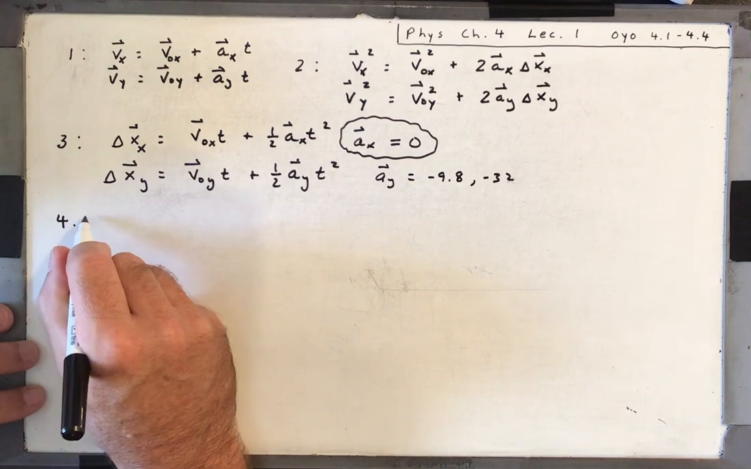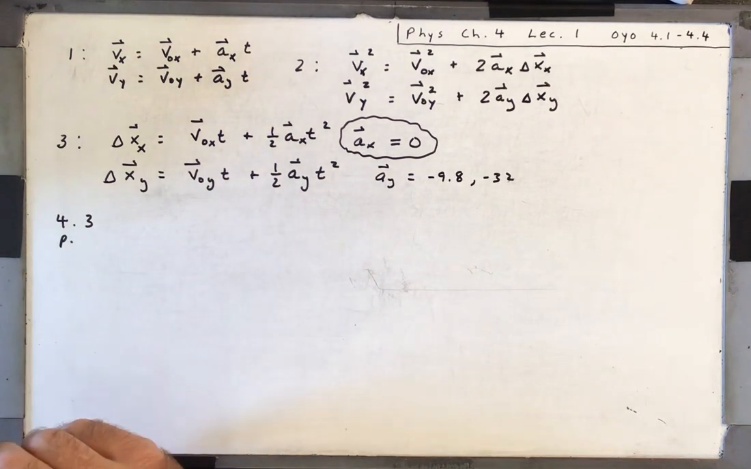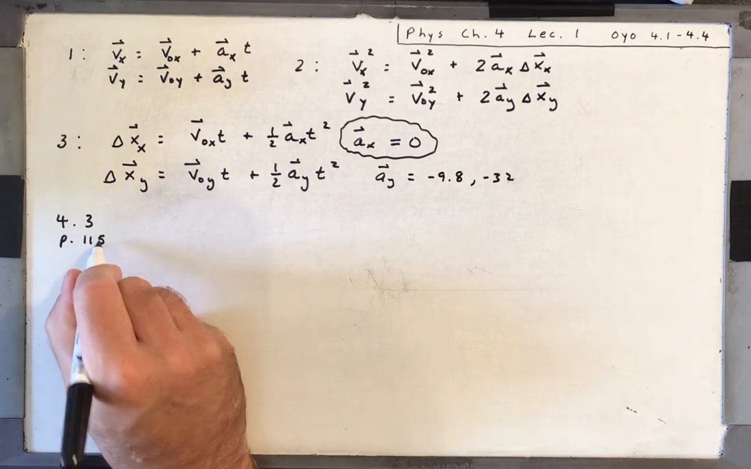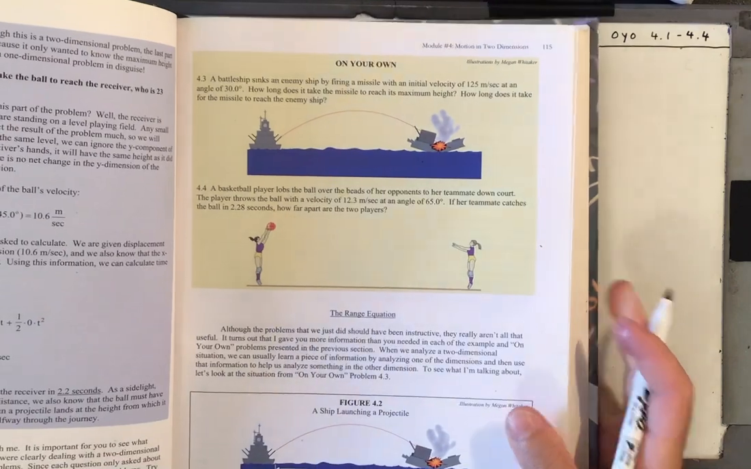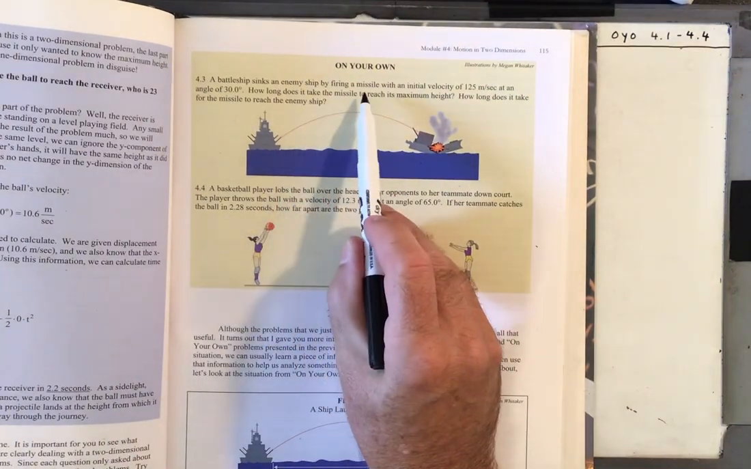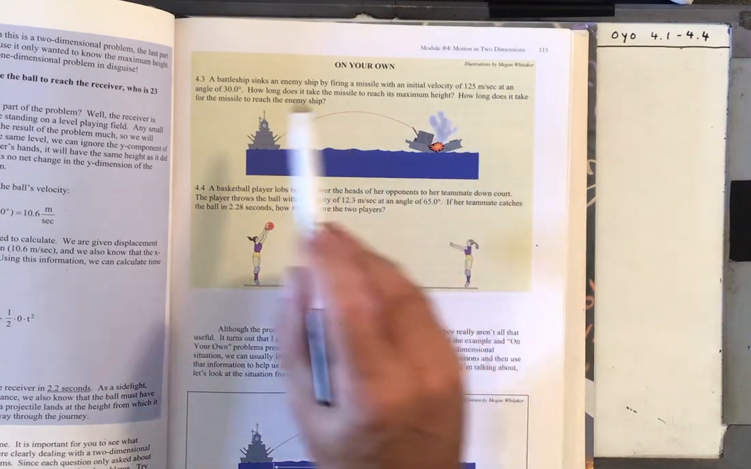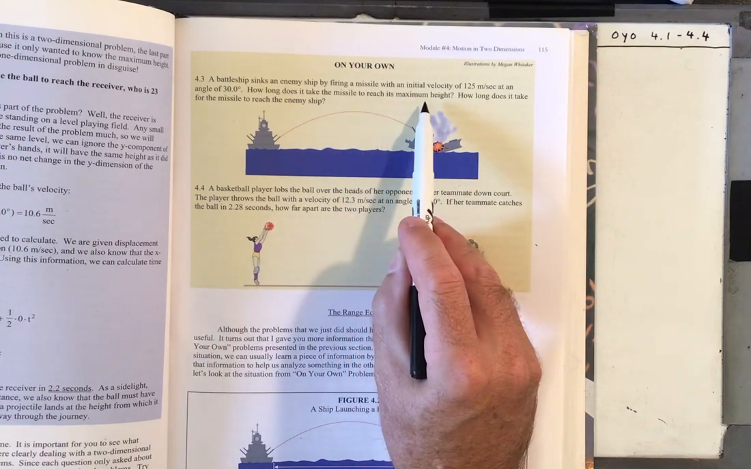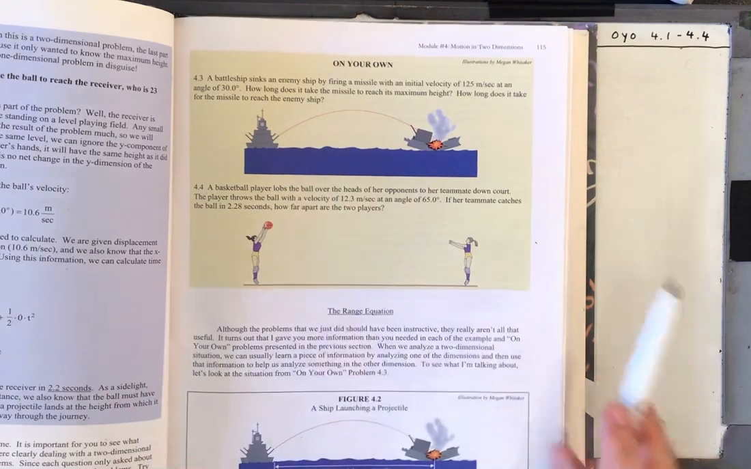So our first one, 4.3, on page 115. Okay, so it says a battleship sinks an enemy ship by firing a missile with an initial velocity of 125 meters per second at an angle of 30 degrees. How long does it take the missile to reach its maximum height? How long does it take for the missile to reach the enemy ship?